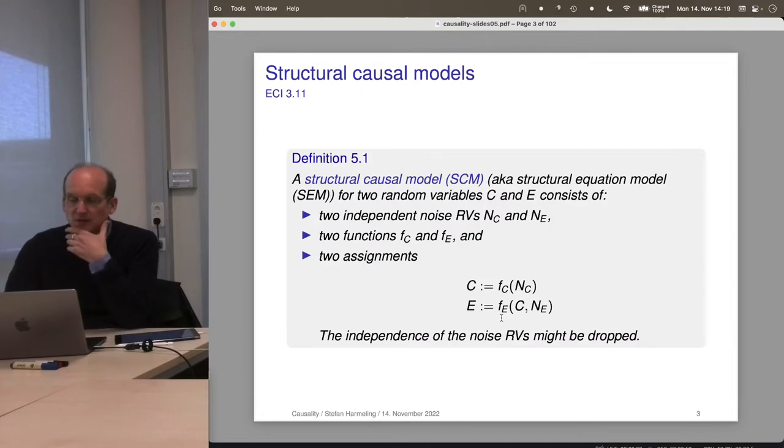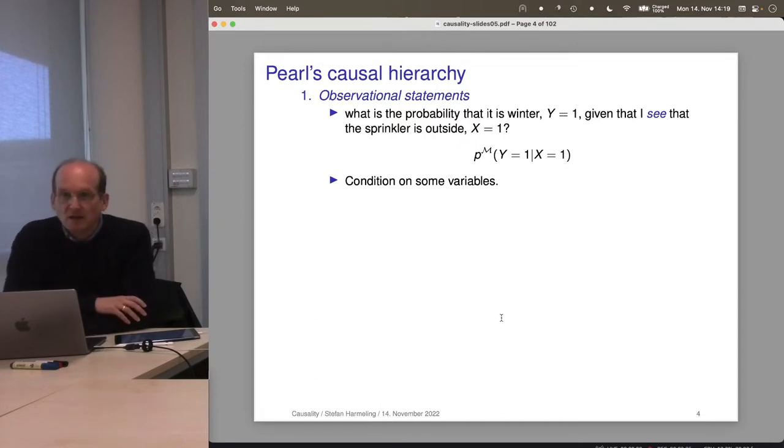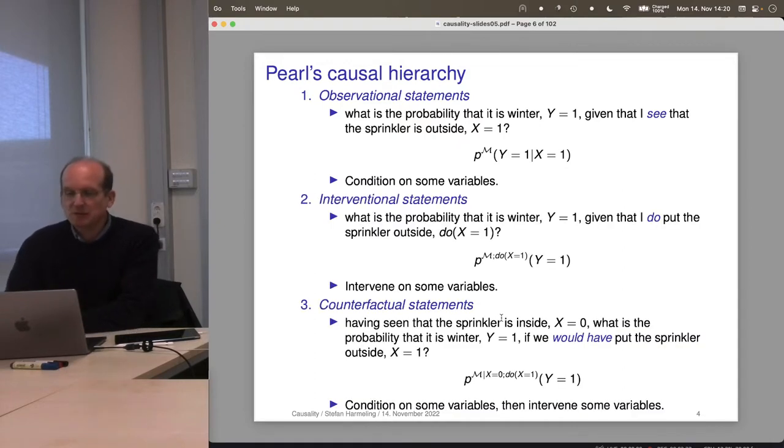So having a structural causal model, what does it buy us? It buys us the new things in Pearl's causal hierarchy. Besides the usual statement that we can make if we just have the joint distribution, like conditioned on a certain variable, what is the distribution of the other variable? That is just: I see that x has value 1, what is the distribution for y? The structural causal model allows me to answer questions where I set the value of x to a particular one, and then I can ask the question, how is y changing?